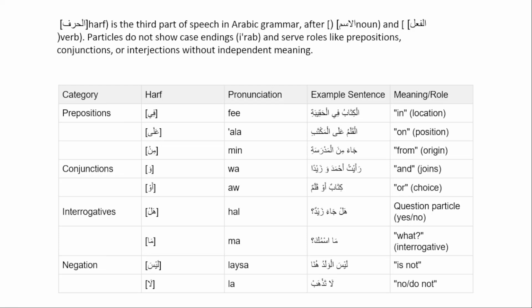La means not, do not or no. La tadhab basically means do not go. Okay, la tadhab means do not go. Right? So I hope you get an idea of what harf is. Basically, it is a part of speech in Arabic which connects words, and basically consists of preposition, conjunction, interrogative, negation.